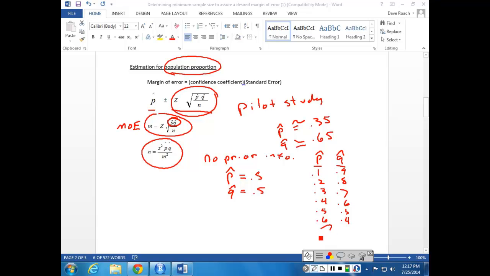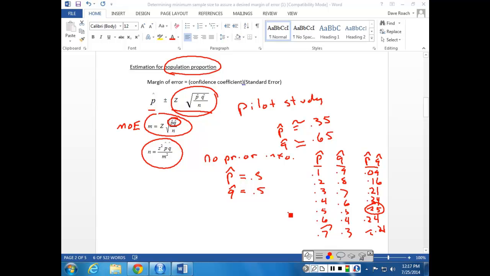That'll be enough to get you the idea. Remember, we're looking at the product of those. 0.09, 0.16, 0.21, 0.24, 0.25, 0.24, 0.21. That 0.25 is the largest.